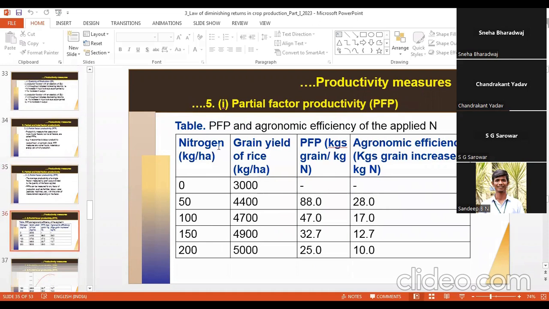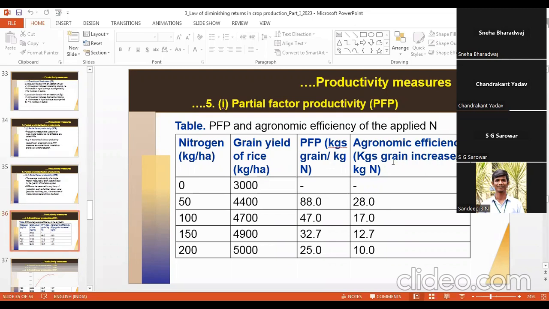So here you can see partial factor productivity and agronomic efficiency of the applied nitrogen. In the first column, you have 0 to 200 levels. Then the grain yield obtained at 50 kg nitrogen is 4,400, at 100, 4,700, and so on. So partial factor productivity is kilograms of grain per kg of nitrogen. This is your partial factor productivity. Here, 3,000 cannot be divided by zero because there is no nitrogen application and you will not get any value. But you can start with 50: 4,400 divided by 50, 4,700 divided by 100. You get different values of partial factor productivity.